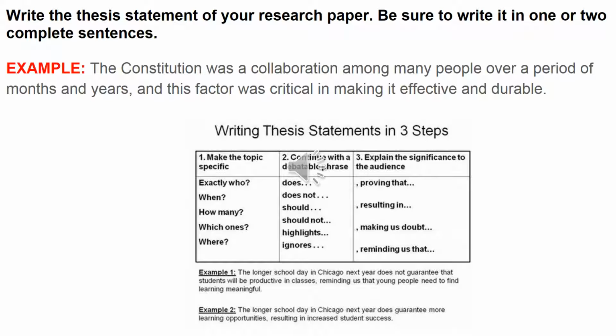So you have 3 components of a thesis. That is make the topic specific, which is the Constitution. Continue with a debatable phrase. This factor was critical in making it effective and durable. That's debatable, depending on who you're speaking with. And explain the significance to the audience. That would be a collaboration among many people over a period of months and years. Okay, so there are other examples at the bottom, and take a moment to look over those and try to construct your own thesis statement.